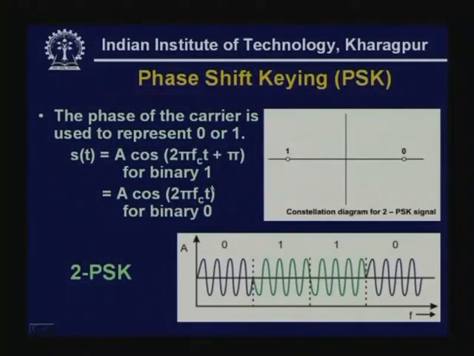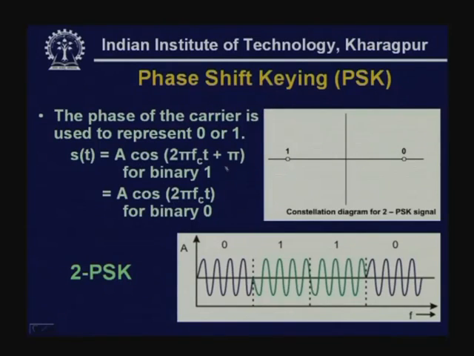Now, let us look at the third variation, that is phase shift keying. In phase shift keying, just like phase modulation, the phase of the signal will change in proportion to the modulating signal. That means, whenever it is 1, we shall send the carrier in one phase, and whenever it is 0, we shall send the carrier with another phase, as it is shown here. So, we are sending the carrier with a phase shift of pi, that means 180 degrees, for binary 1, and whenever it is 0, we are sending the carrier without any phase shift, that means the phase shift is 0.